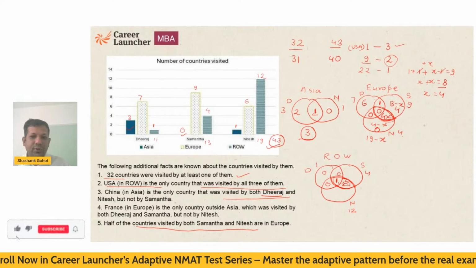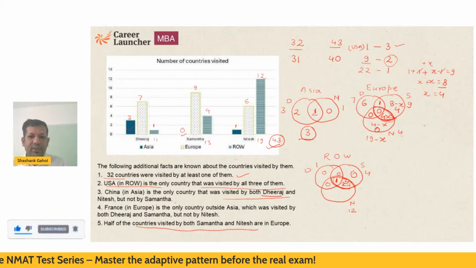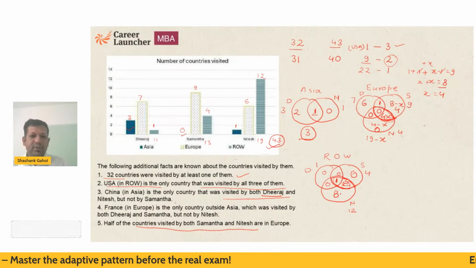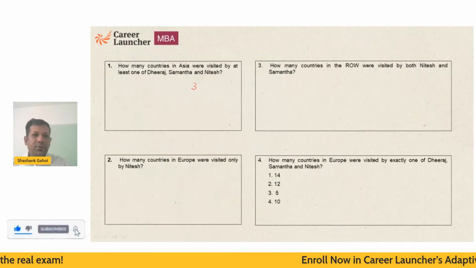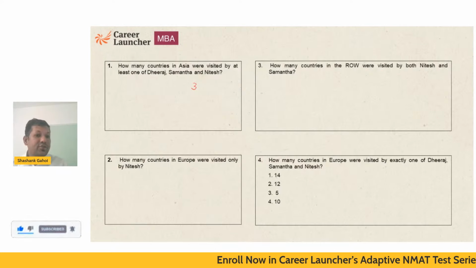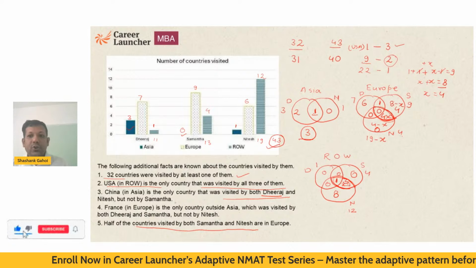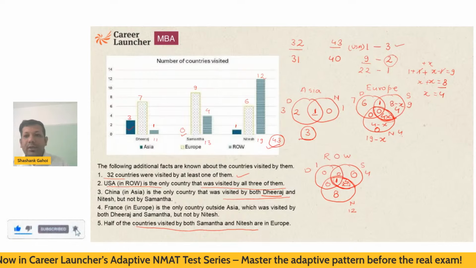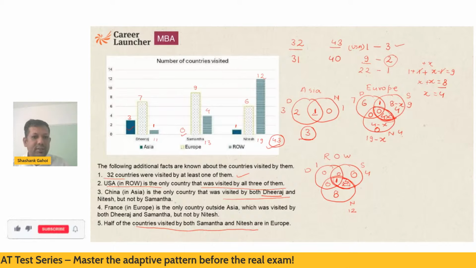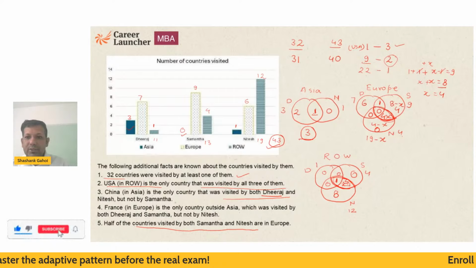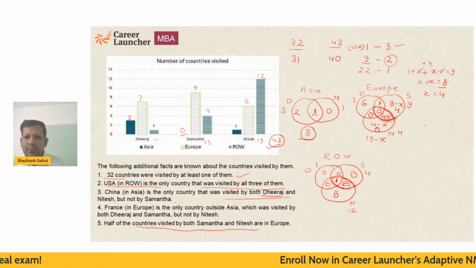So this is 4. This is 1. This is 3. This is 0. This is 12. This is 1. This is 3. So this is going to be 8. I got all the values. Fine. Now I am going to read the questions. How many countries in Europe were visited by only Nitesh? So how many countries are going to be visited by only Nitesh in Europe?